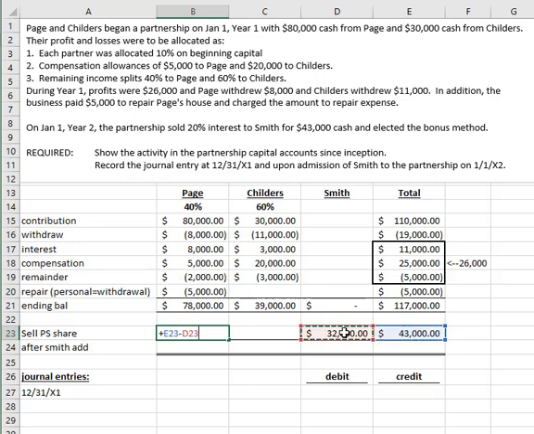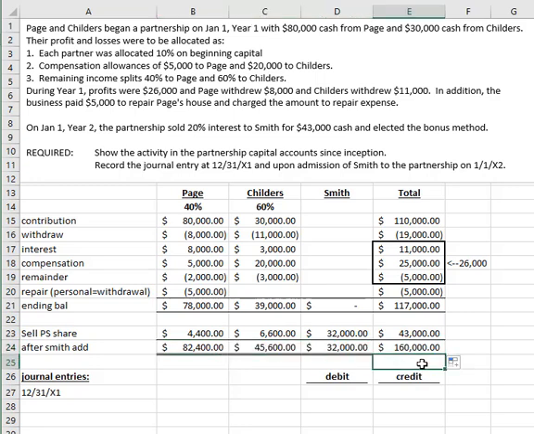So the difference between these two times the income percent. Have to put your parentheses to override the order of operations there. Okay, and so the capital balances after Smith has been admitted. And of course you can check to be sure this is correct. If it is correct, the $32,000 better be 20% of the 160. So you can always check that, make sure you did it correctly, and so that's correct.